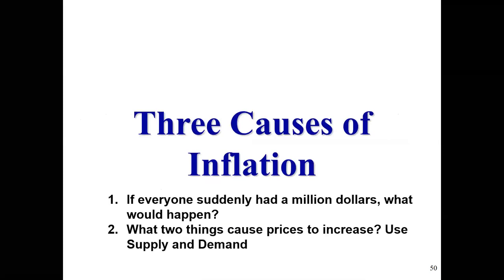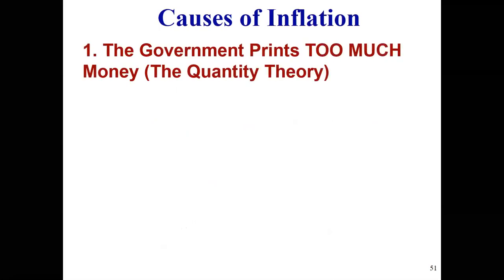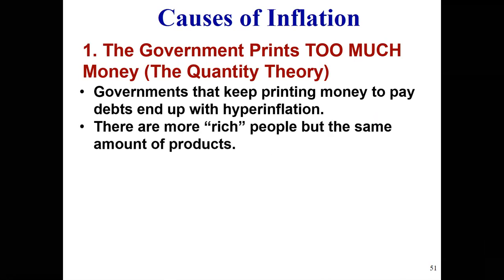All right, there are three causes of inflation. The first one is the government prints too much money. Right? And if you remember, M times V equals P times Q. So money increases, velocity usually is constant, right? Because you printed more money, that didn't change output. So P is going to go up if you increase money.